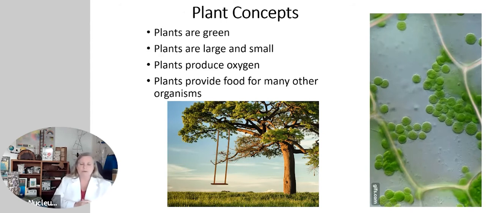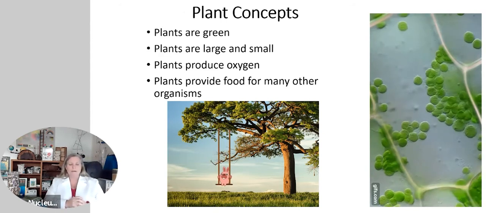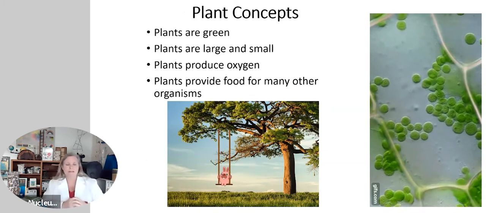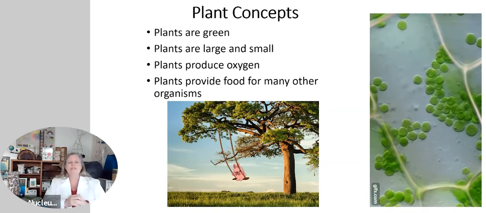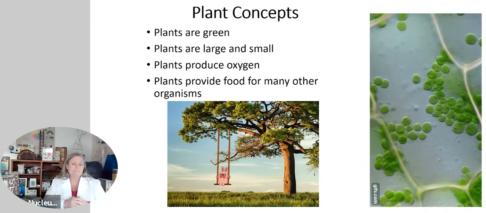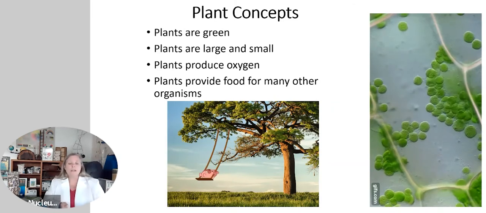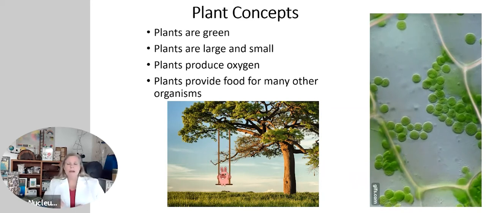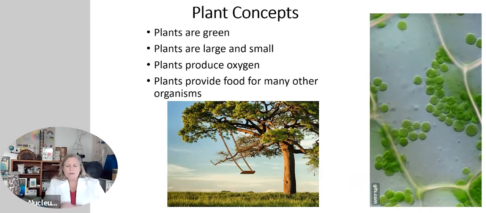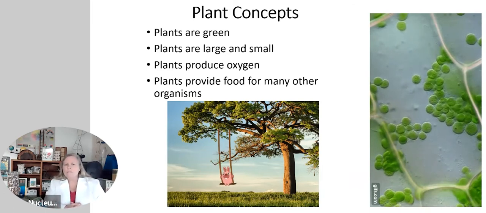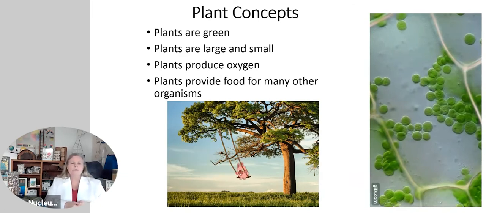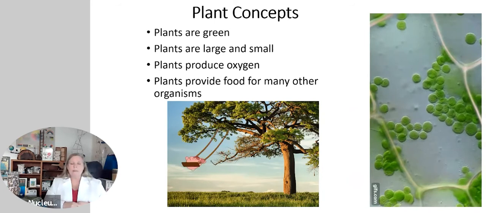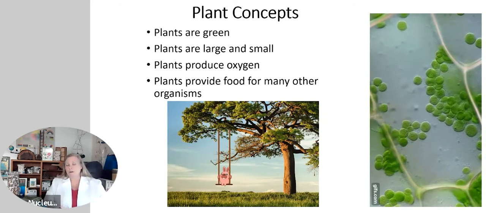Now look at this little funny picture. Whoa, what happened to the little bunny? Have you guys ever been swinging on a swing like that and you swing so high, you think you're gonna fall off? Well, this is just talking about how all plants are green. Some plants are very large, like that tree. Some are very small, like the grass below. And even smaller are those little green dots. Those are little green algae. Those are tiny little plants. So our plants are all sizes. But all of these plants produce oxygen and they provide food for a lot of organisms.